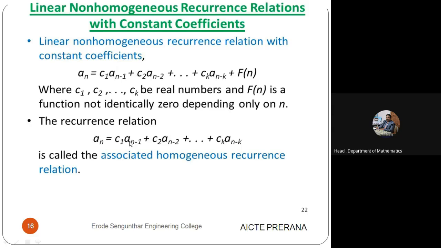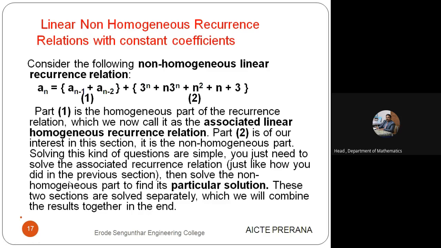Now we write the associated homogeneous recurrence relation. For this non-homogeneous recurrence relation, we omit f(n). We write the recurrence relation a_n = c_1 a_{n-1} + c_2 a_{n-2} + ... + c_k a_{n-k}, which is called the associated homogeneous recurrence relation. Now we see how we find the solution of this non-homogeneous recurrence relation.